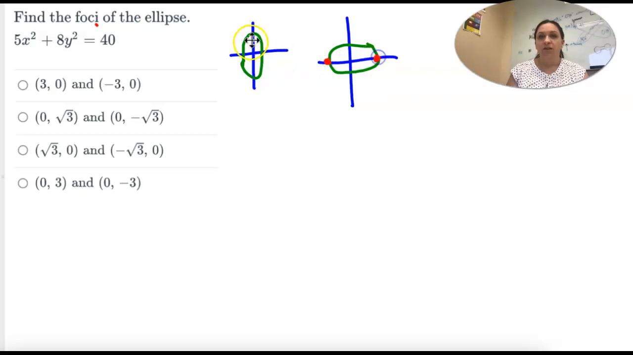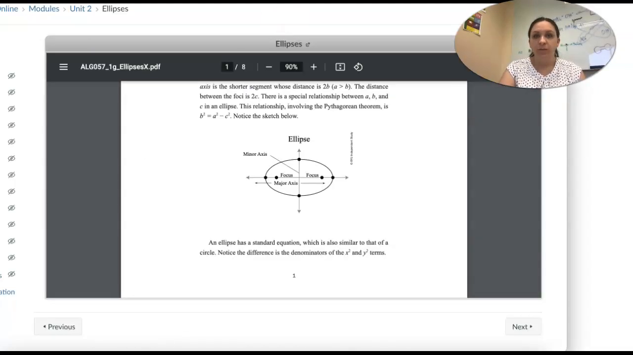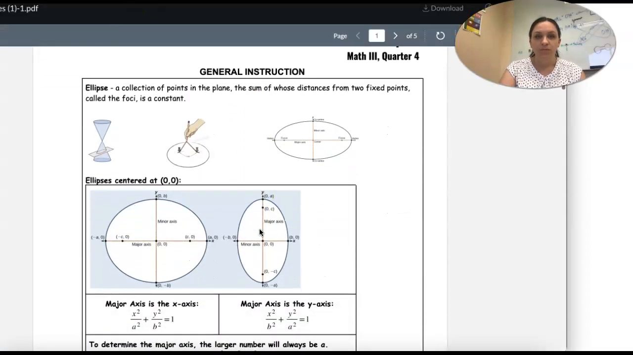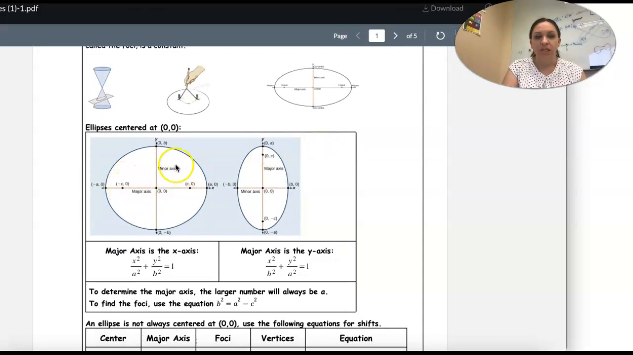The very ends on the long part of the ellipse are called the vertices, and then the other part on the shorter axis, those are called the co-vertices. And then the foci, they actually come in from the vertices. So let's go to a picture. You can kind of see on this picture right here, the foci are in the middle of the ellipse. It's like if you were pulling it like a string up towards a circle. That would be the foci. And you can see it on this picture.